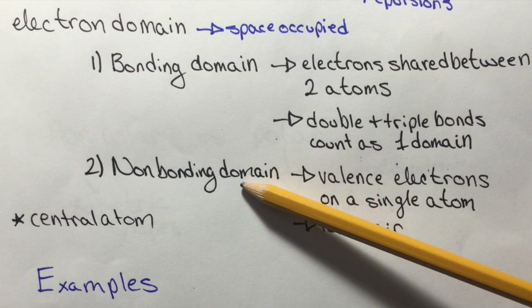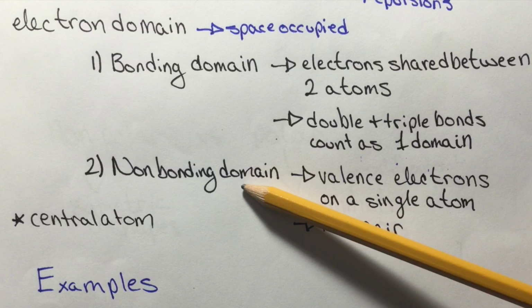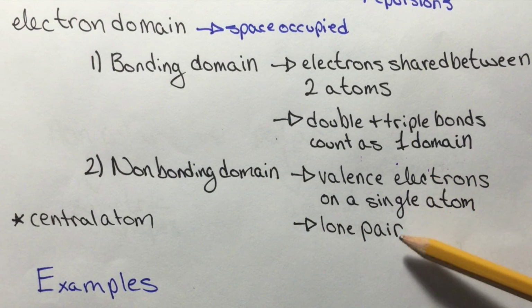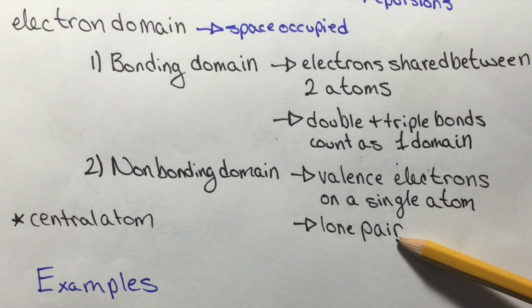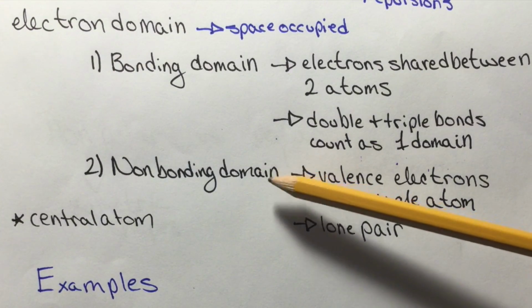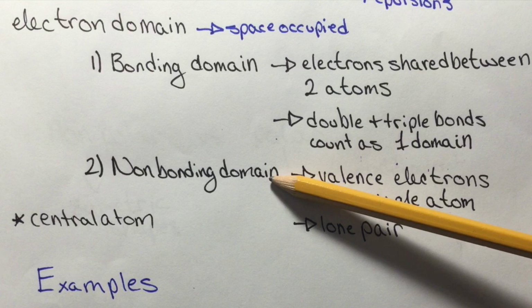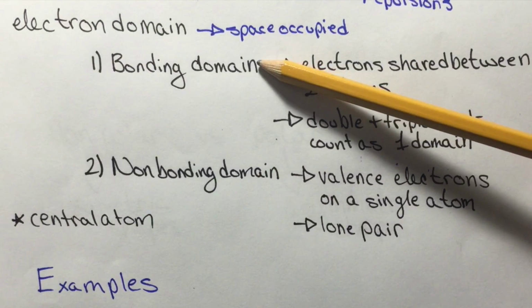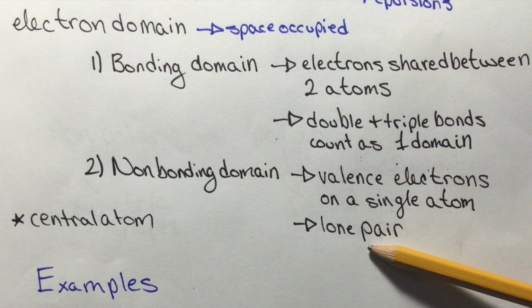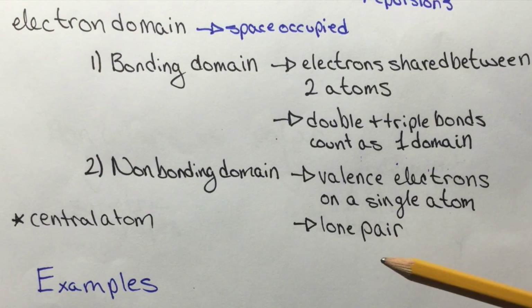The other kind of domain we have is called a non-bonding domain. These are the valence electrons on a single atom. And you'll remember I noted that they're called lone pairs when we talked about Lewis dot structures. So those are the lone pairs and we count them as non-bonding domains. For this video, I'm going to focus on bonding domains, but what we'll learn later on is that lone pairs actually change the way the shape of the molecule is.